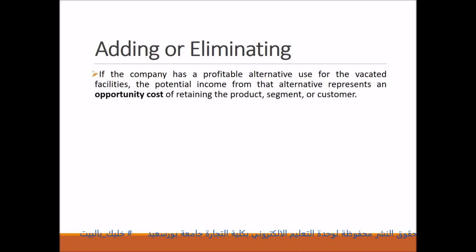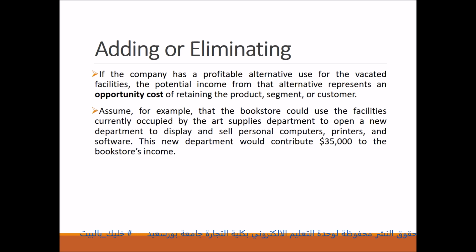If the company has a profitable alternative use for the vacated facilities, the potential income from the alternative represents an opportunity cost of retaining the product segment or customer. Assume that the bookstore could use facilities currently occupied by the art supplies department to open a new department to display and sell personal computers, printers, and software. This new department would contribute $35,000 to the bookstore's income.